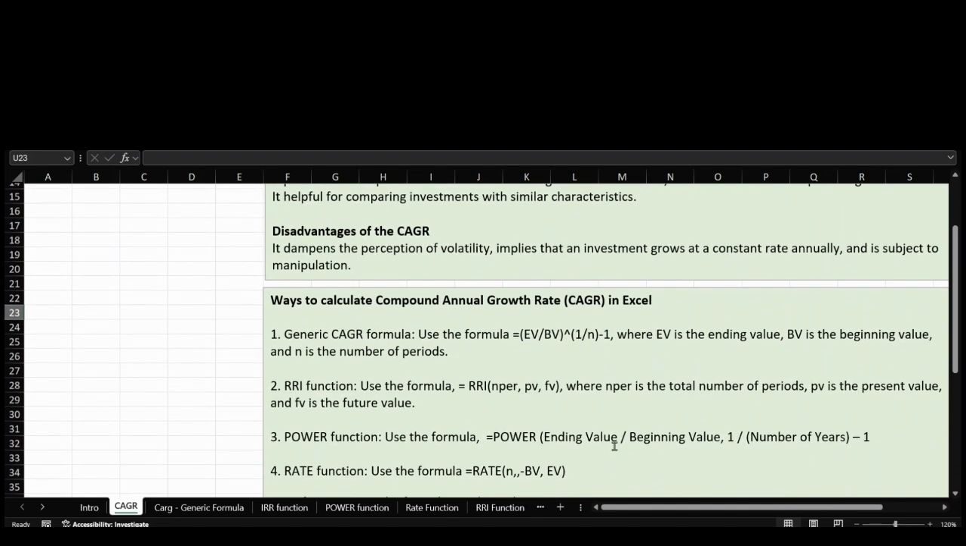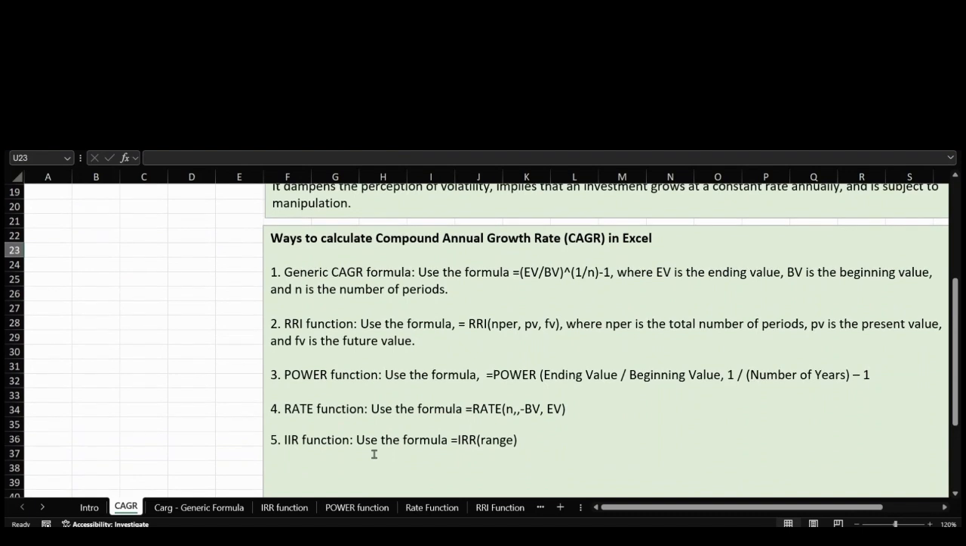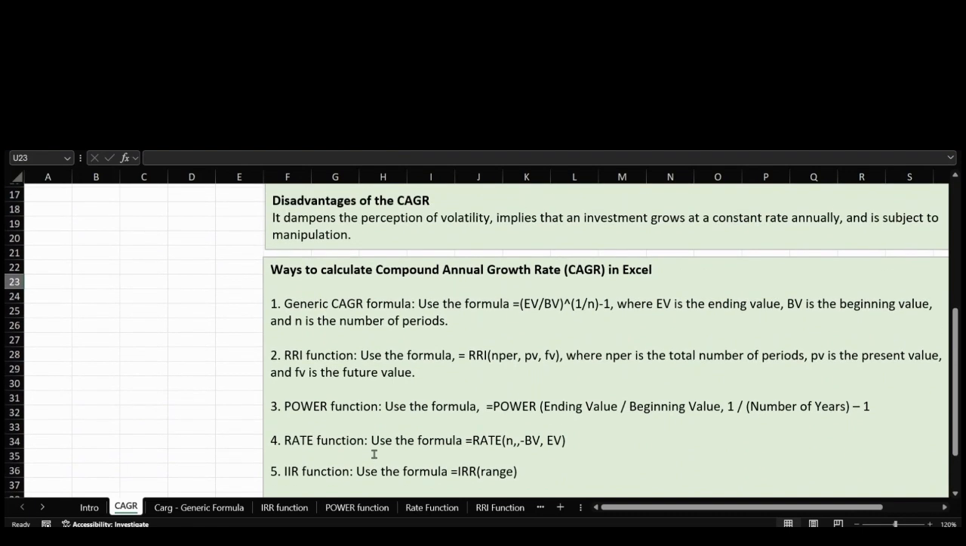The compound annual growth rate can be calculated in Excel in many ways. Here we'll be discussing a generic CAGR formula and functions like RRI, power function, rate function, and IRR function to calculate CAGR. First, we'll see the generic CAGR formula.